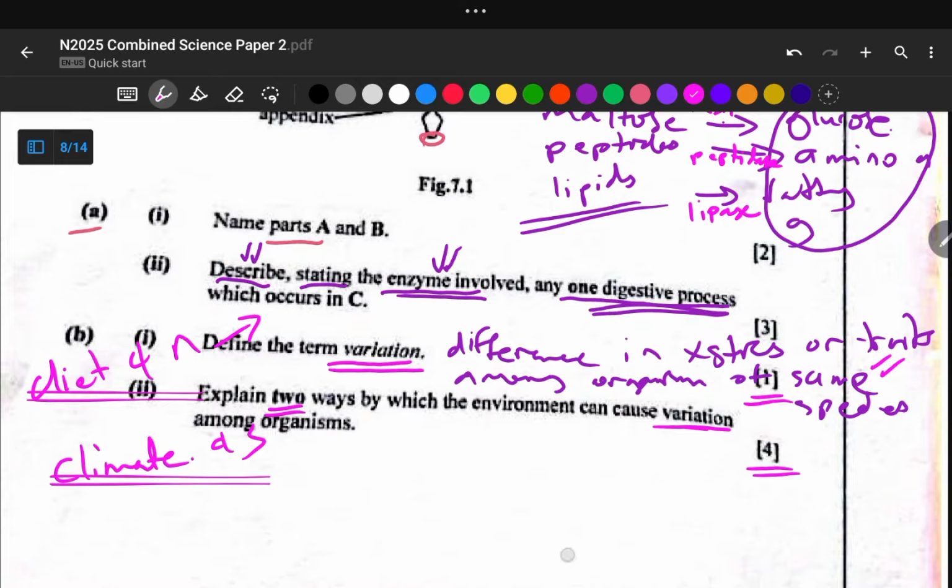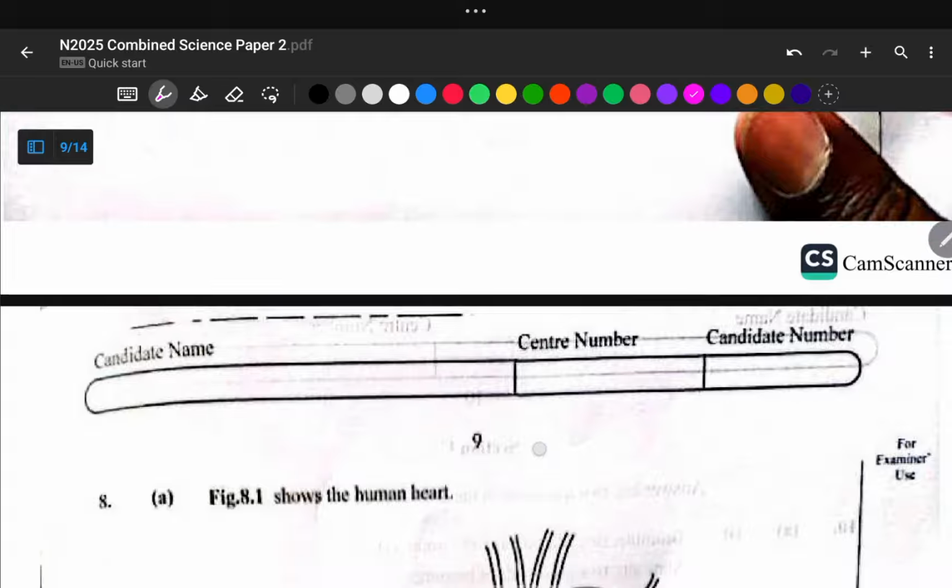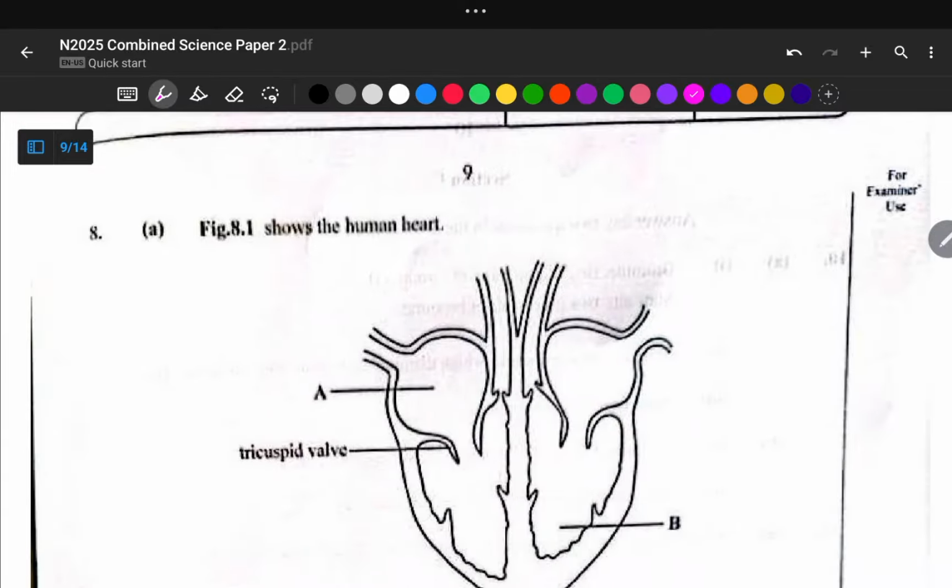And then we now move on to the next part, which is number 8. Fig 8.1 shows the human heart, the CVS, right? So the trend is well defined. We know this trend, right? Here we have been examined on the CVS. The next time we are going to be examined on the respiratory system. The next time the genitourinary system. The next time the alimentary canal. So the trend is well defined, right?